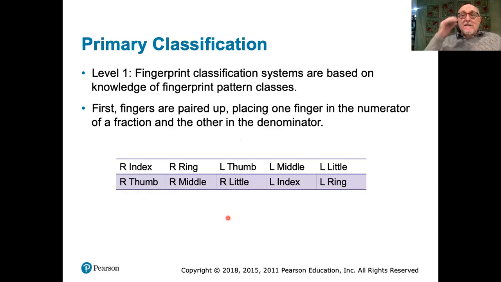Okay, so this is how it's done. It'll sound a bit strange when I just describe it to you, but I've got an exercise for you to perform. We use the overall patterns, loops, whorls, arches, etc., to classify the set of prints into particular categories. This is the way it's done. Fingers are paired up, and the figures that we're going to end up with here are a numerator, and then below is a denominator.